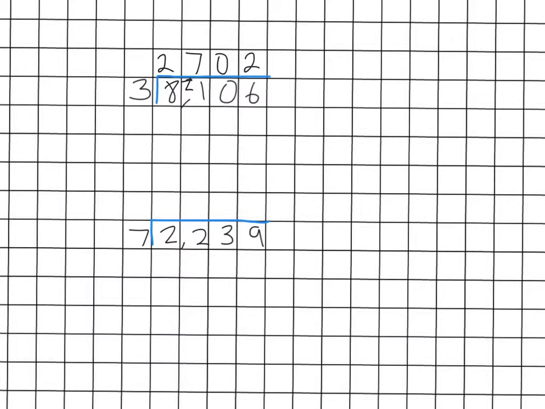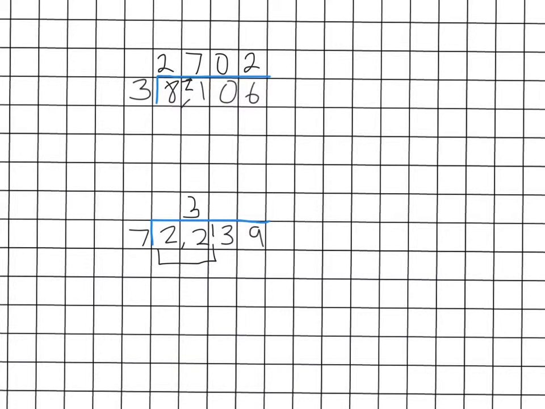Then I look at 2,239 and divide that into 7. I can't get any lots of 7 from 2, so I think about 2,200. Using my 7 times tables, I know that I can get 3 lots of 7 from 22, because 3 times 7 is 21. So I can place 3 there, and I only need 1 to get up to the 22, so I'll carry the 100 over.